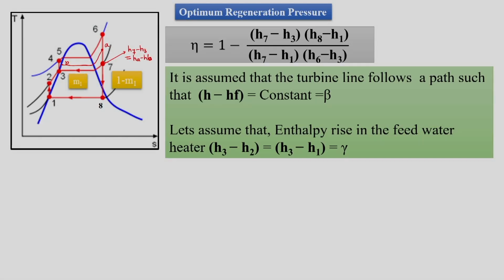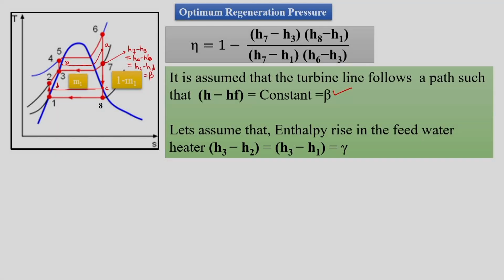Otherwise, if we would have taken regeneration over here, then this is C to D, which is equal to HC minus HD. So the H on this line minus the corresponding HF on the blue line of liquid saturation is constant along the turbine expansion. We are calling all these terms beta. All these are beta for us.